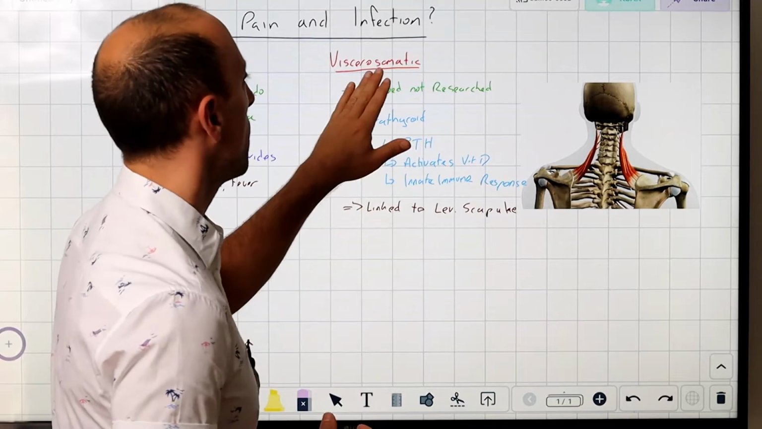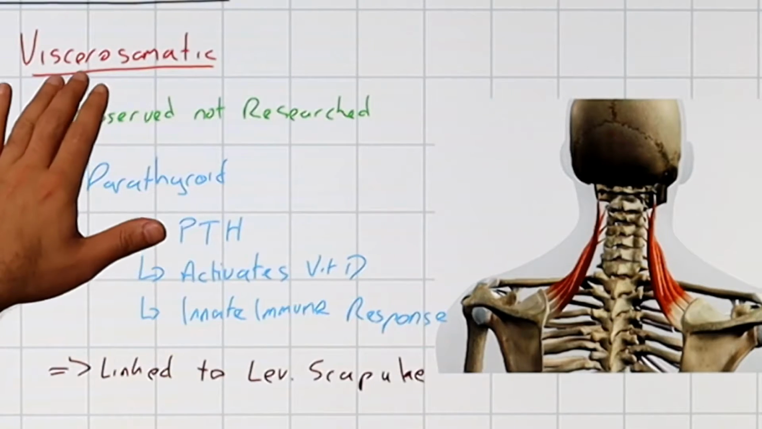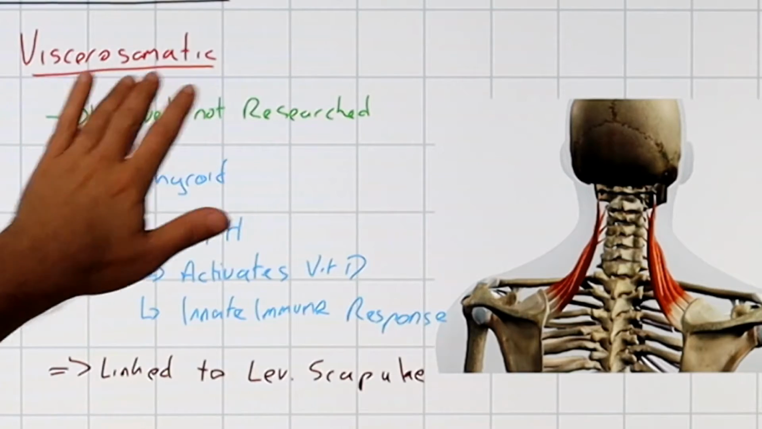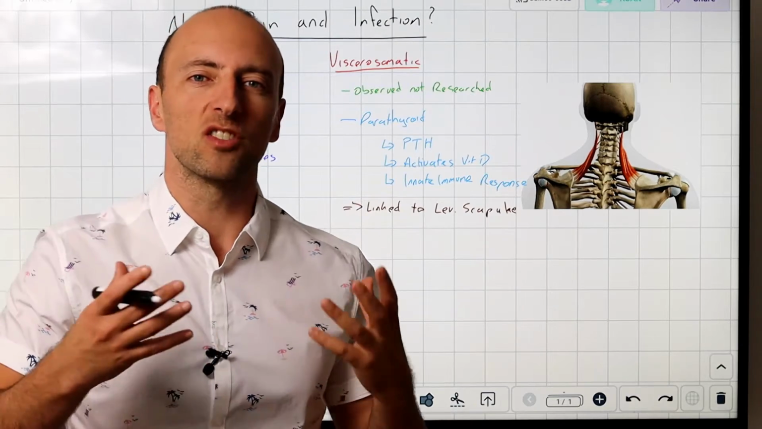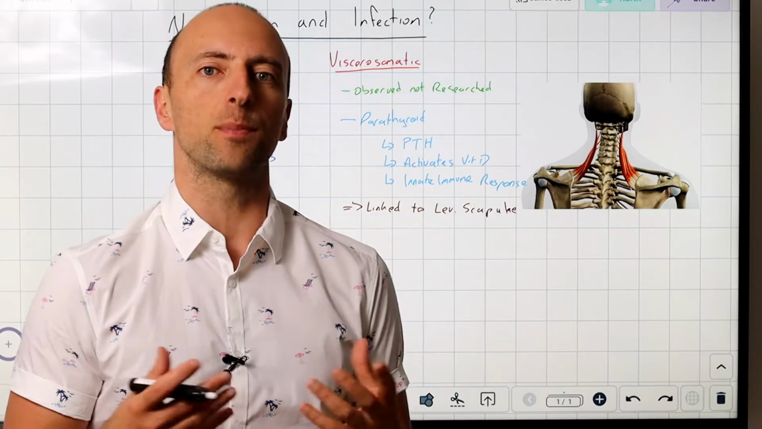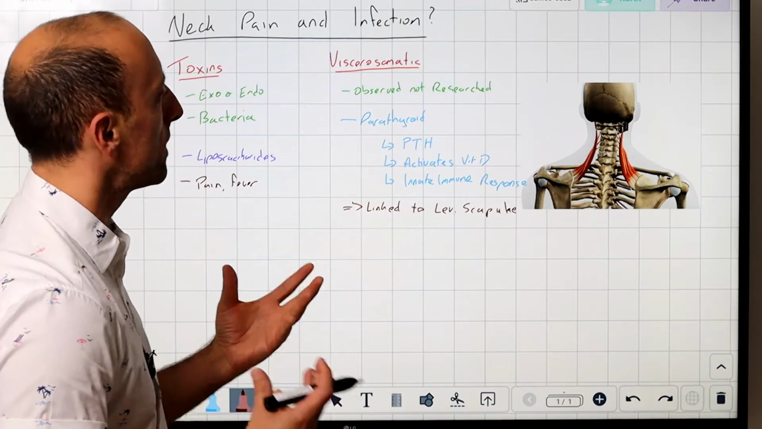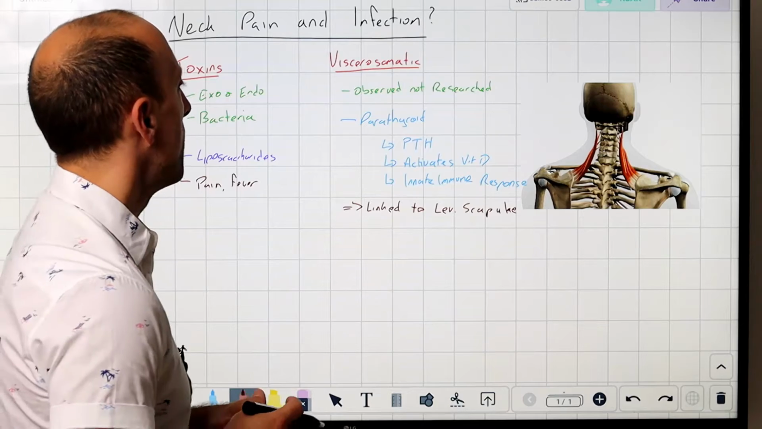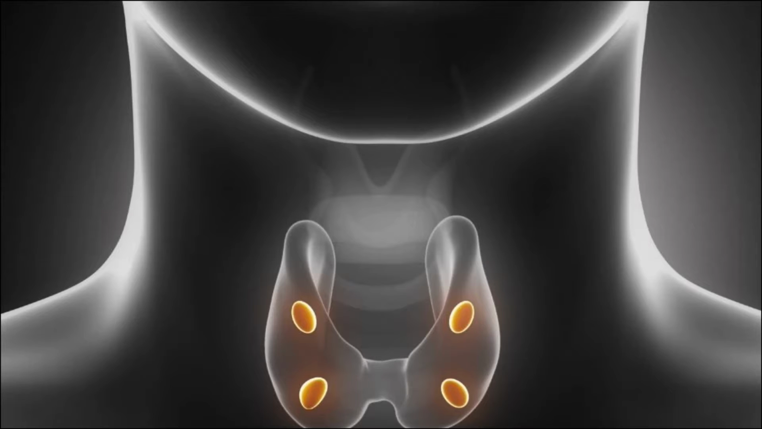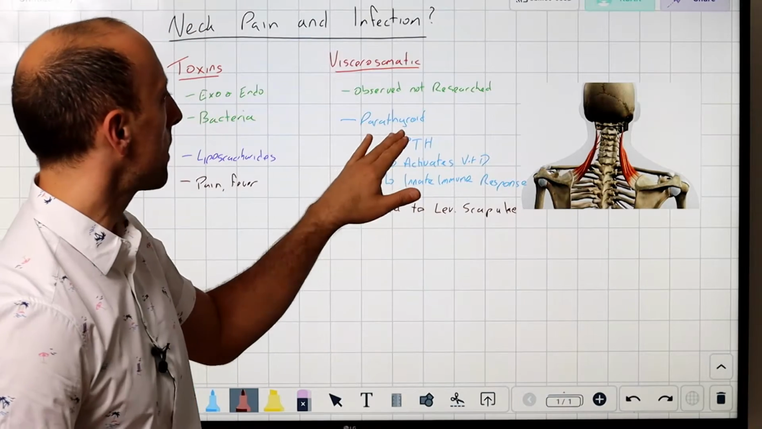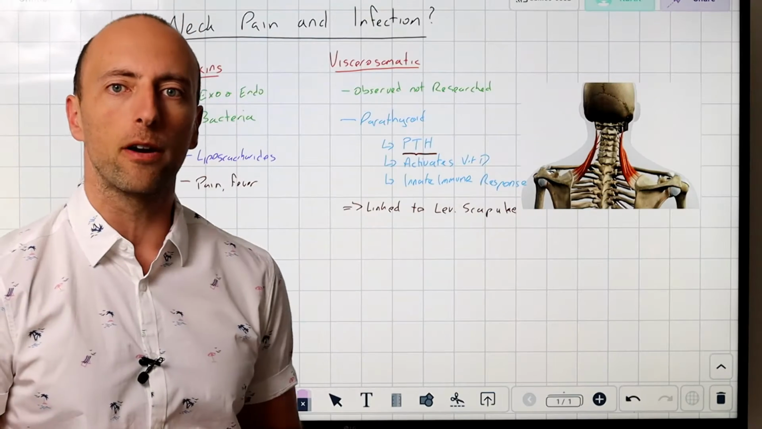The other one is what we call a viscerosomatic response. Now, viscerosomatic, as the word says, viscero meaning organ, somatic meaning body, so this is referred pain from an organ to the body. There's not a lot of research on this, but it has been observed in clinical practice, and it's still a little bit hotly debated, but we've seen it here as well. And that is that the parathyroid gland, which is a little gland that sits on either side of your thyroid, is responsible for producing a hormone known as parathyroid hormone, PTH.